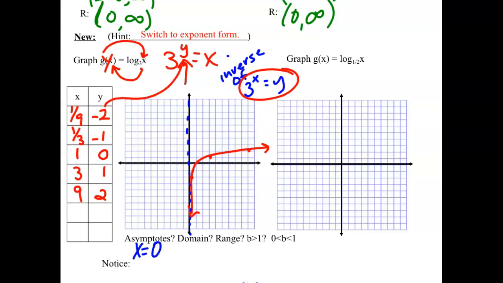And how about domain? Domain is restricted now, right? We have a vertical asymptote. There's nothing on my graph that's going to go past that vertical line. So my domain is everything above 0. But what about the range? Yes, there's no restriction on range. So -infinity to infinity.